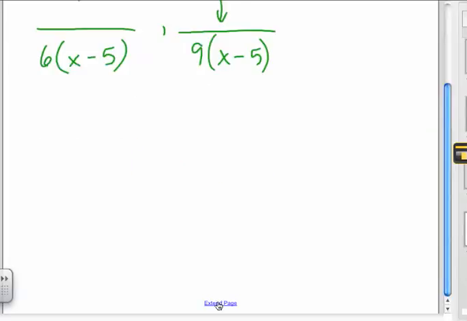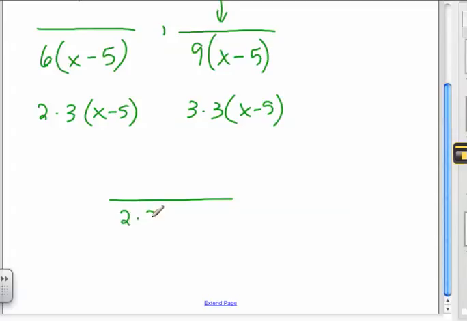All right, let me extend the page a bit. 2 times 3 times x minus 5. This one is 3 times x minus 5. Yes? Okay. Now, I've got to have all the factors from the first one. So I'm going to go ahead and write down 2 times 3 times x minus 5.